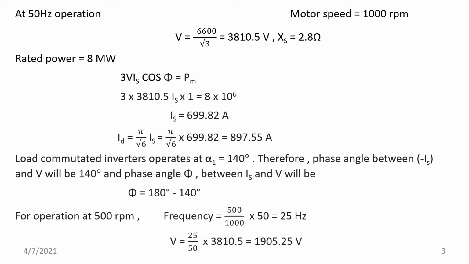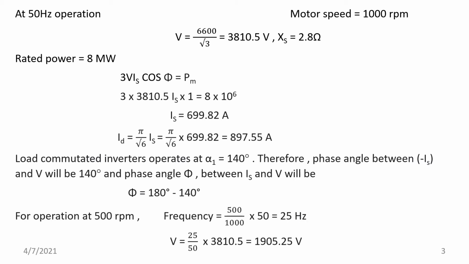For the solution, first I have calculated V. The 3-phase value is given as 6.6 kV, so per phase you have to divide by root 3. So 6600 divided by root 3, so the V value is 3810.5 volt. And rated power is given as 8 megawatt, which gives the equation P_M equal to 8 megawatts equal to 3 times V into I_S into cos phi.